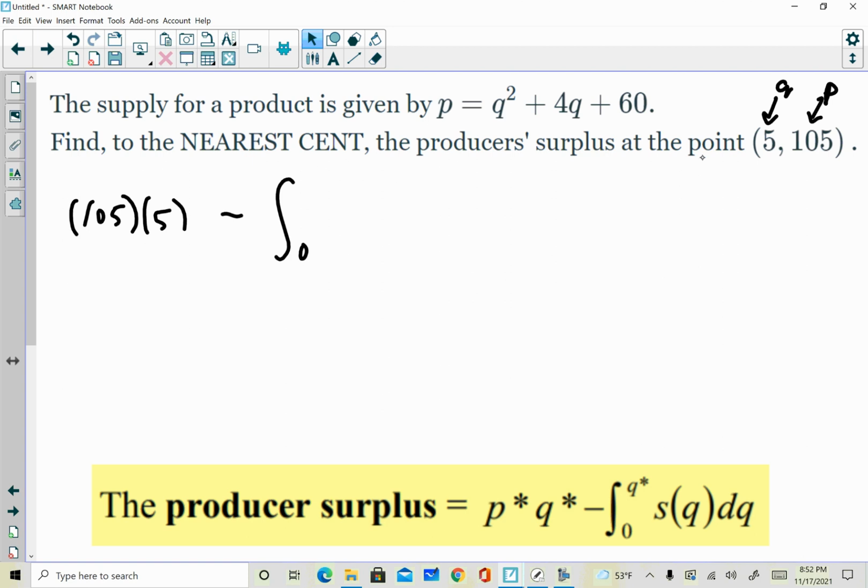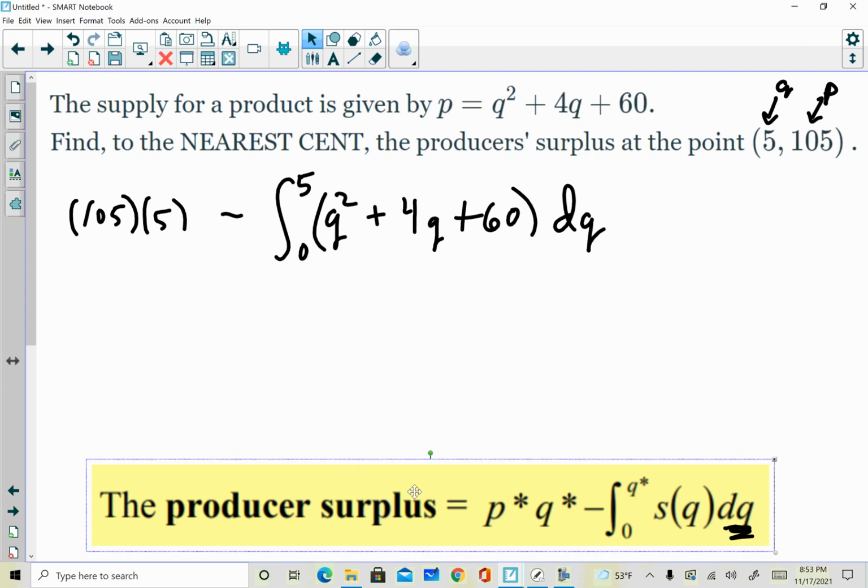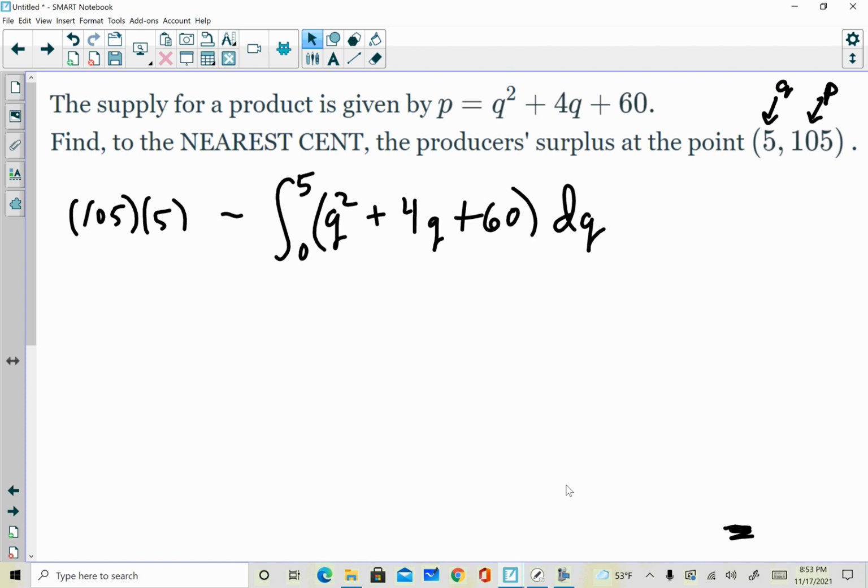Q is the first coordinate. We need the integral of the supply function, which is Q squared plus 4Q plus 60. And then we need dq. $105 times 5 is 525. Now we have to be very careful with this minus sign here. I'll ignore it for a minute.